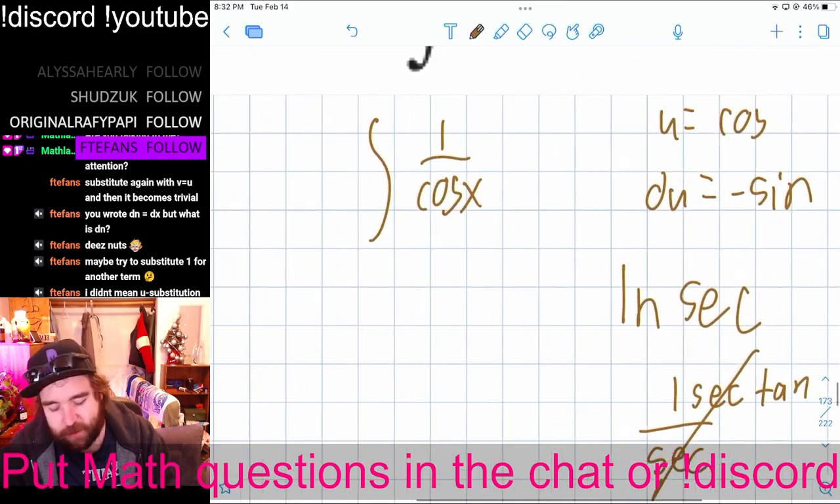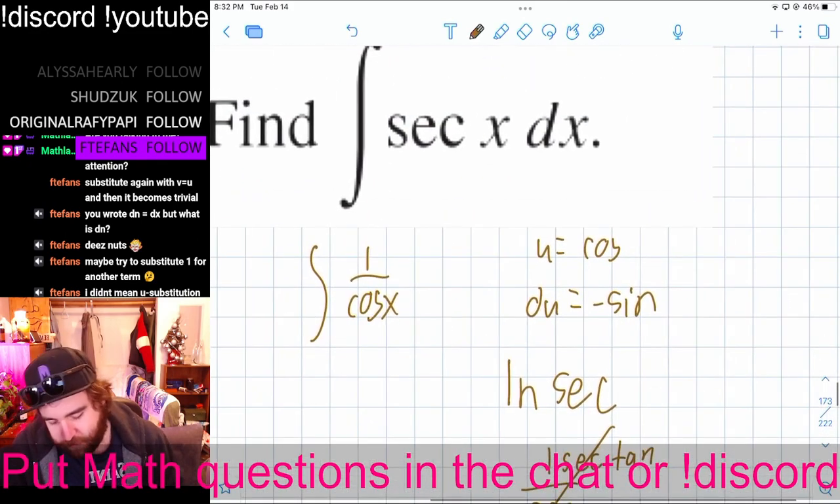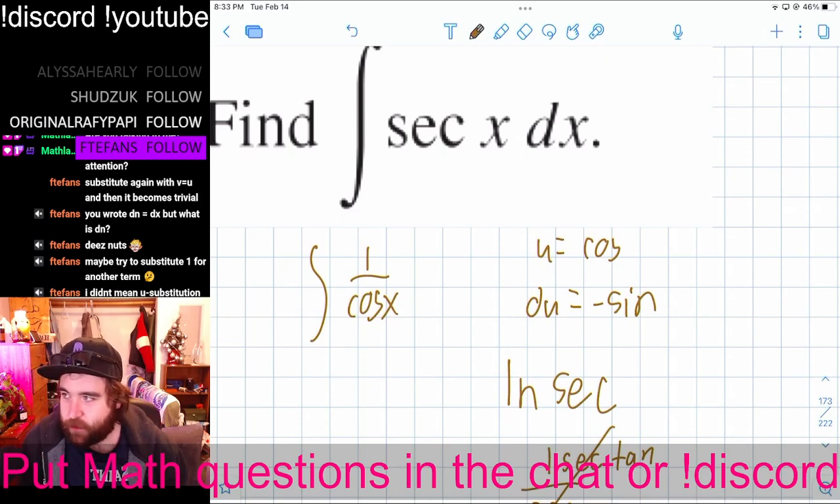But how would you, what do you mean substitute 1 for another term? If you don't mean use substitution. I'm sure I've done this before.